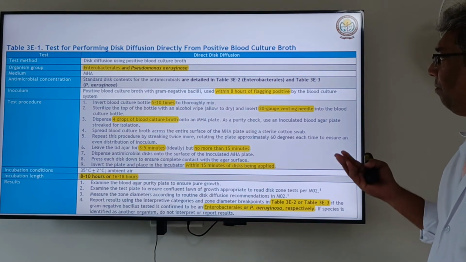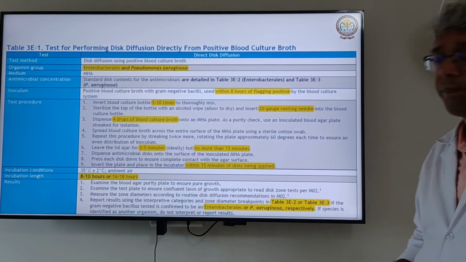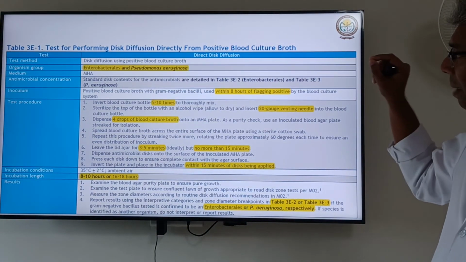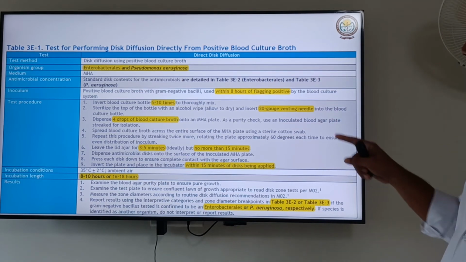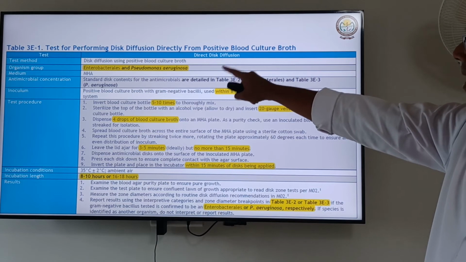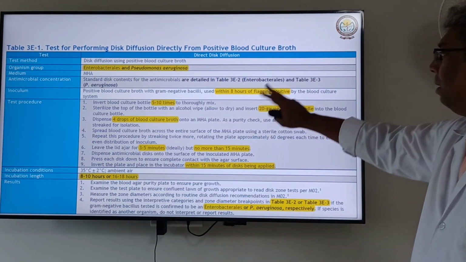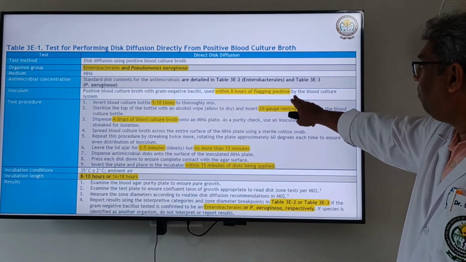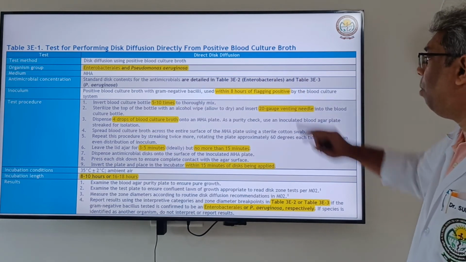Similarly, this is for CLSI. Like you can see that in EUCAST there are specific bacterial names, like E. coli or Klebsiella. In this case, it is generally for all Enterobacterales and for Pseudomonas. There is no involvement of any gram positives over here. If the bottle flashes within 8 hours of flashing, you are supposed to process the bottle.